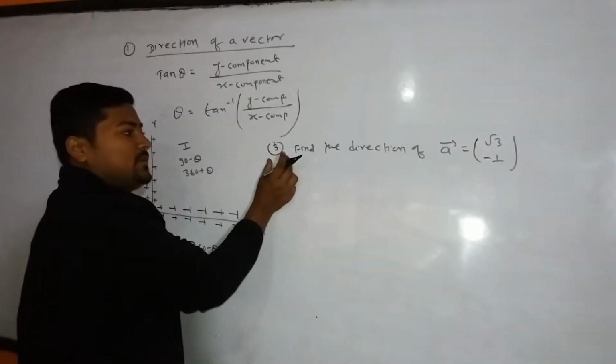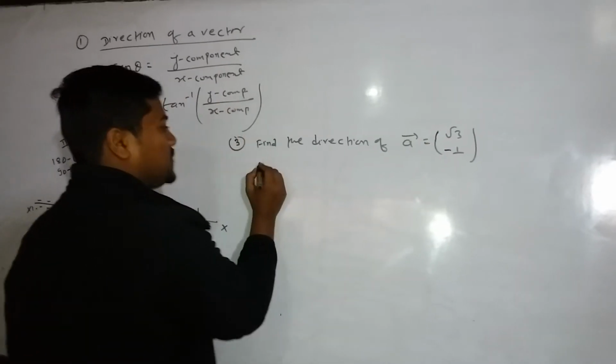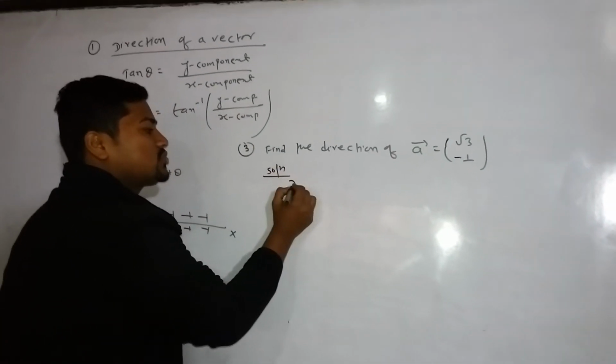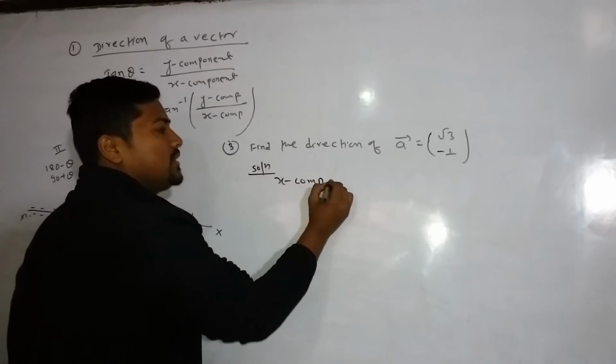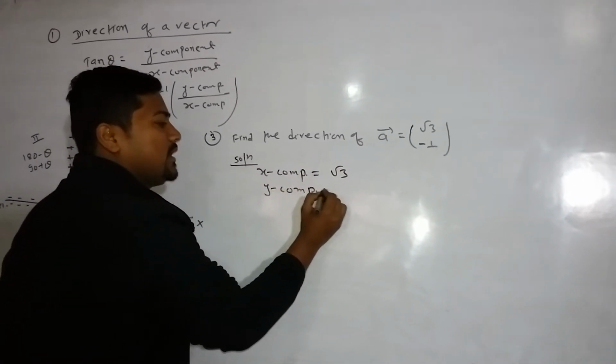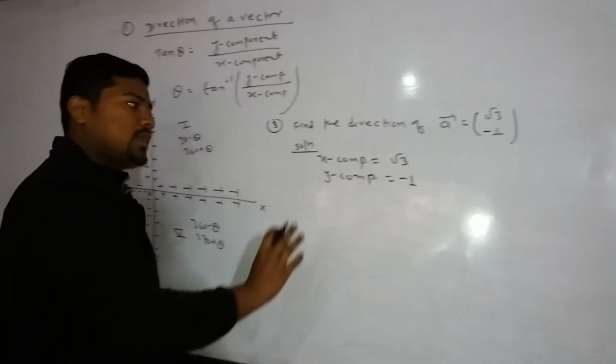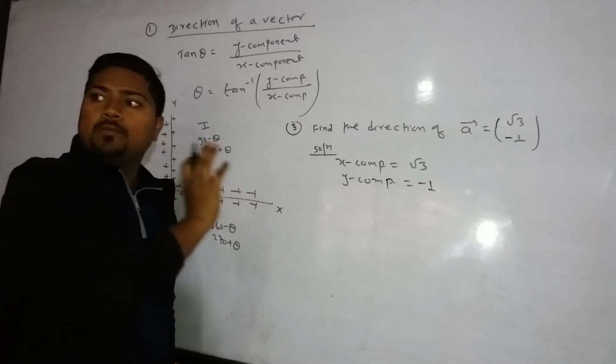Now we have question number 3. Find the direction of A vector equal to root 3 minus 1. Solution: here x component is equal to what is given? Root 3. Y component is equal to what is given here? Minus 1. Here x is positive, y is negative. So now, in which quadrant does it lie? First of all, we have to decide that.